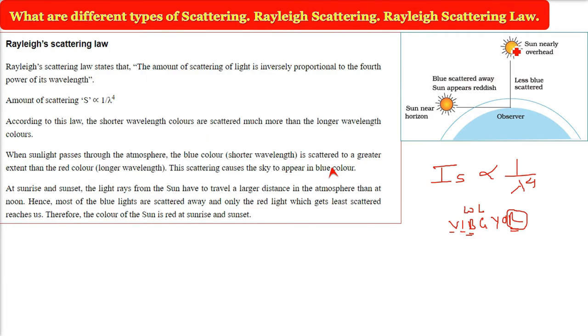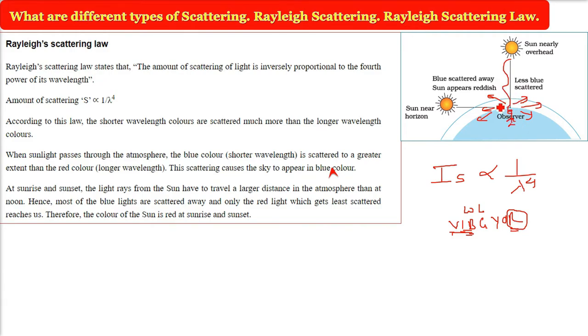So whenever the sun is just above our head, when the sunlight is coming to the observer, most of the blue and other light below it gets scattered. And when they scatter, you see the atmosphere as blue just because they are scattered more. The red light gets passed.